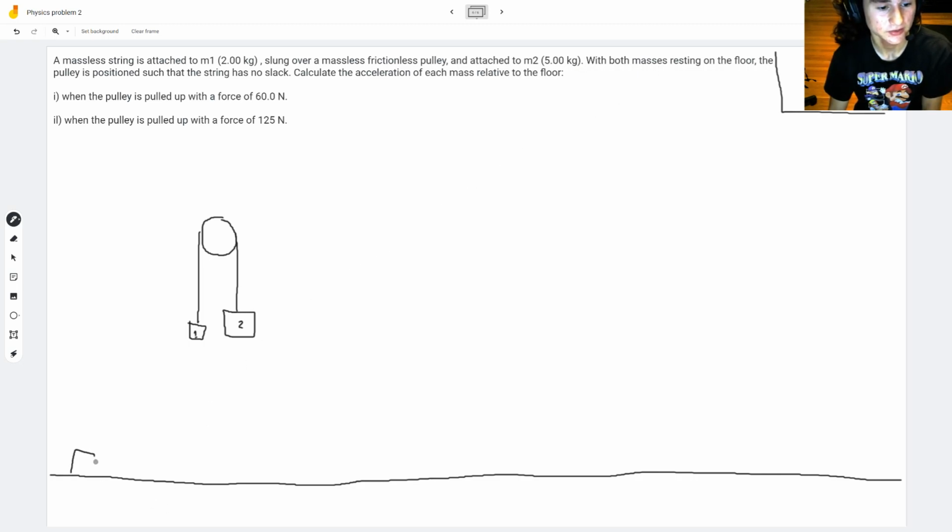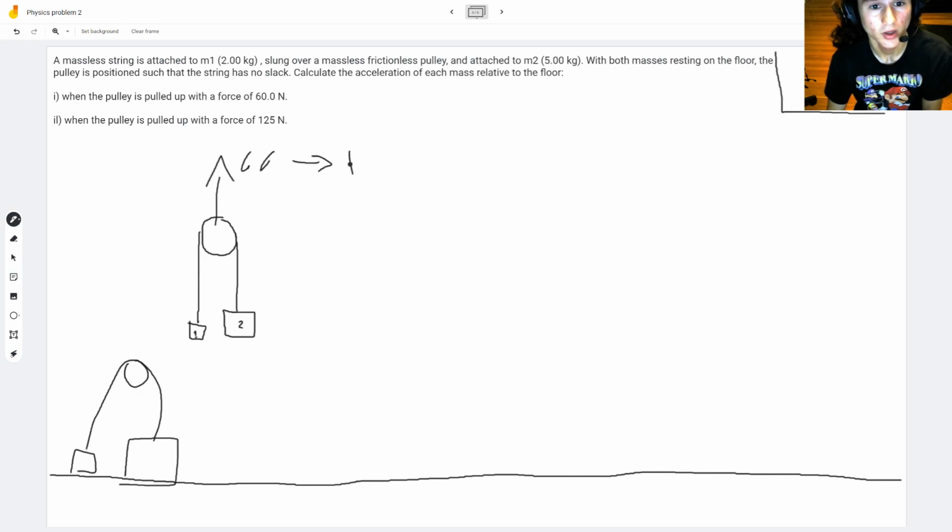So basically they start on the floor and the string doesn't have any slack, and then it's getting pulled up with a force of 60 and then 125 newtons. I'm going to write newtons, and that does not look like a 6. Okay, 60 newtons and 125 newtons.